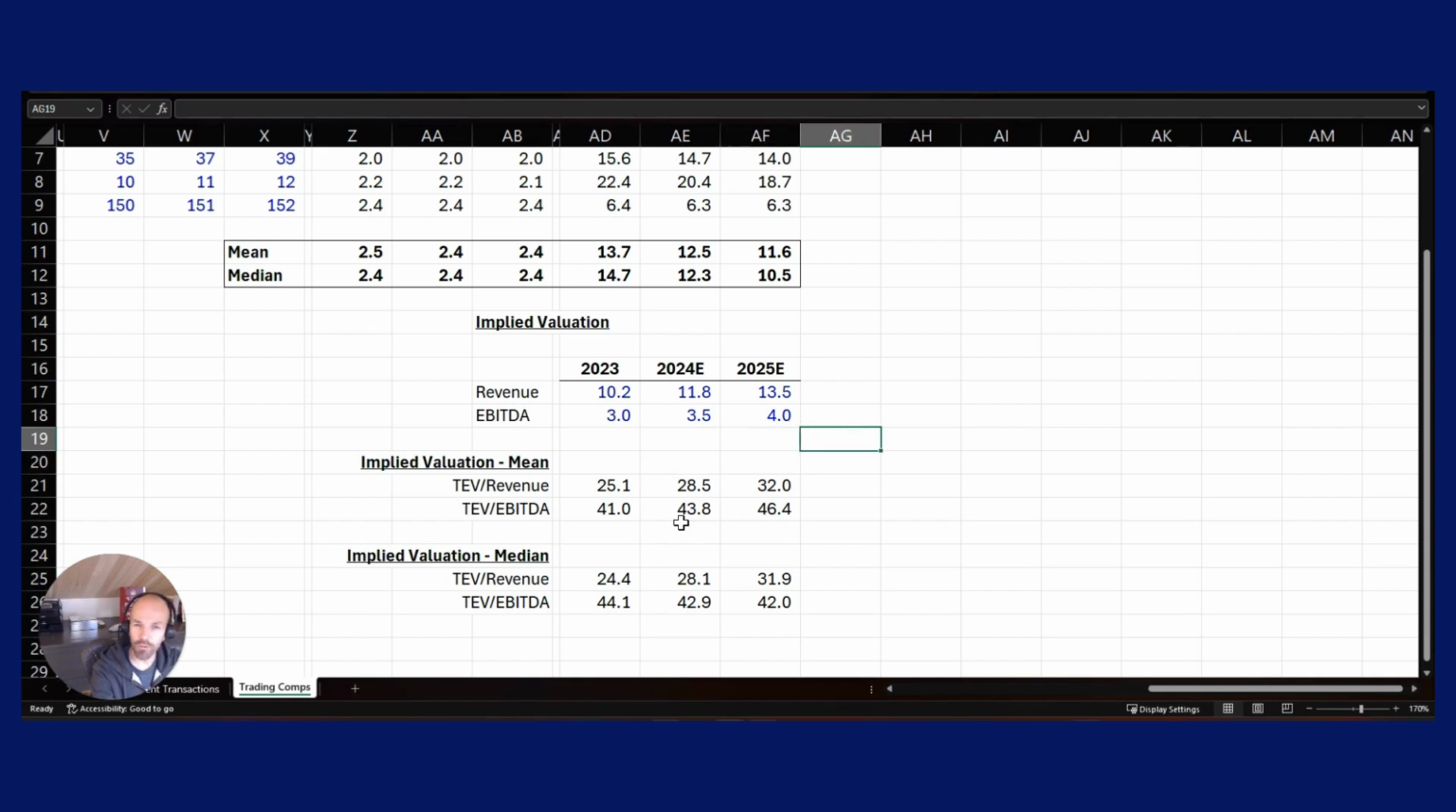Using multiples further out, I would usually caution against. So as you start doing a 2025 implied valuation multiple, it's a little bit harder to do, because there's a little bit more scrutiny around, like, well, how are you going to grow the revenue from 10.2 in 2023 to 13.5 in 2025? So I would just give a word of caution there if you're looking to do longer dated valuations off of forecasts, more than 1 year out.